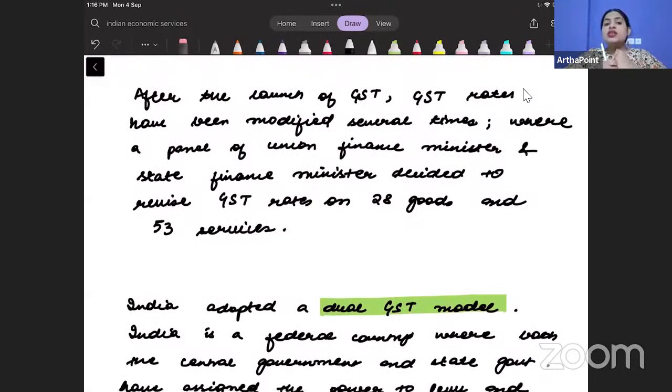After the launch of GST, GST rates have been modified several times. Many products that were at 5% have been moved to 12%, some have been put at 28%. So this is something which keeps modifying, right? After the launch of GST we have modified rates many times, and ultimately whatever modification happens is done under the Union Finance Minister. So the modification takes place under the Union Finance Minister.